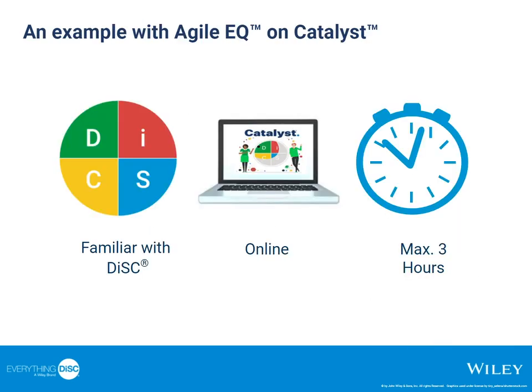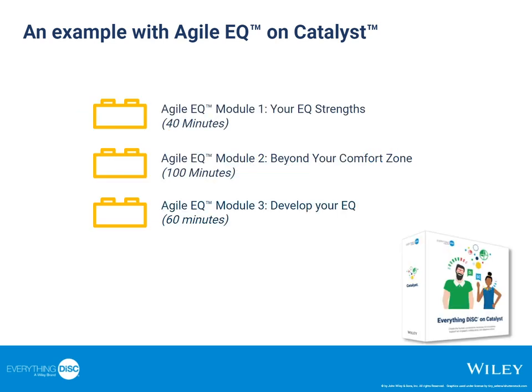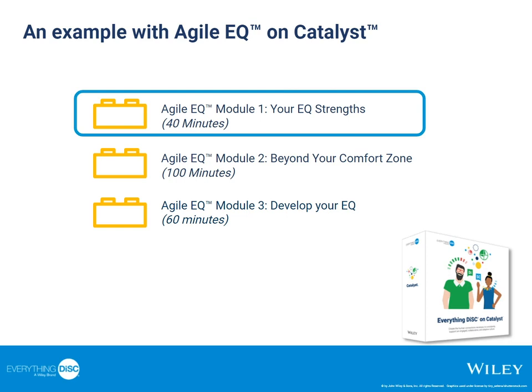You are going to deliver an Agile EQ workshop to a group who have completed a DISC workshop within the last 6 months. You've been asked to keep the session under 3 hours. As the group have recently been through the Fundamentals modules, you decide to go straight to Agile EQ. Starting with your EQ strengths to help learners discover their unique emotional intelligence strengths and the core needs that drive them.